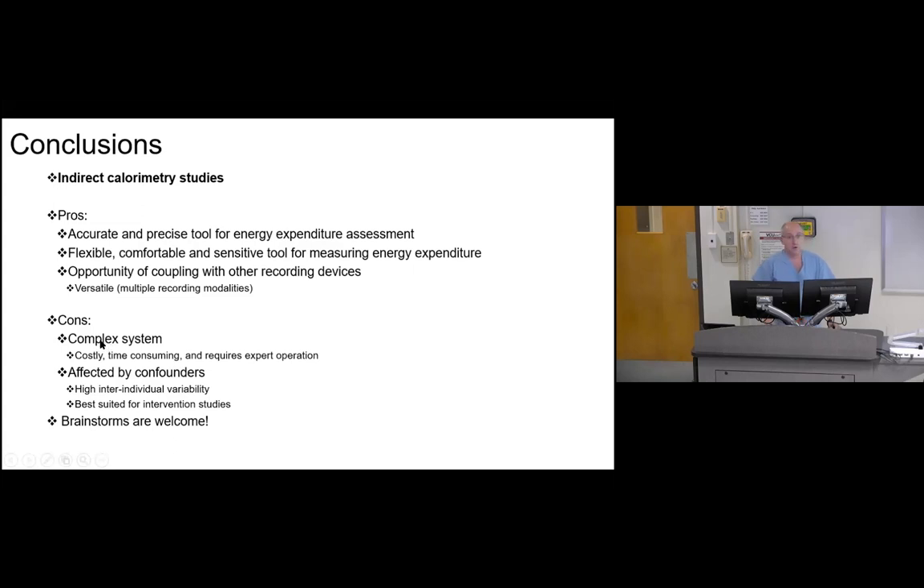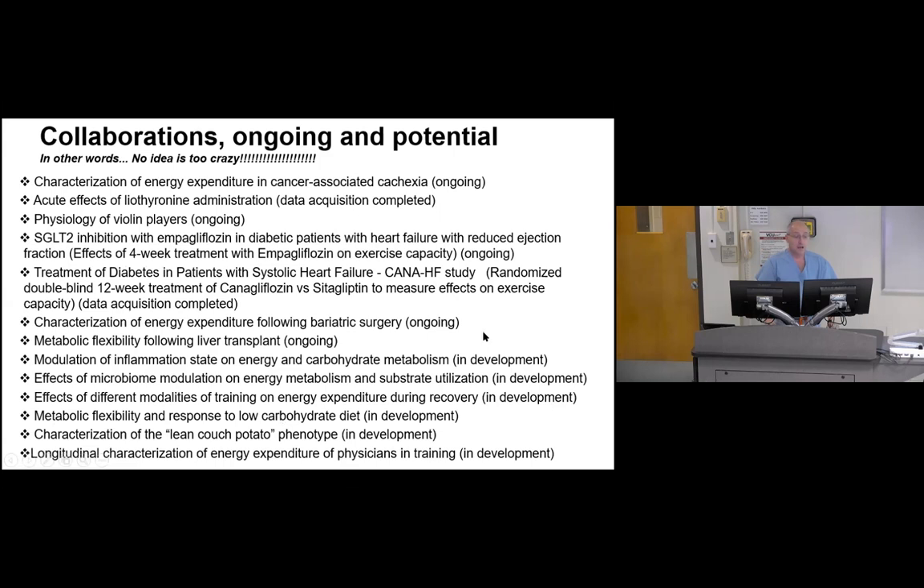It is a complex system, so it requires expertise, it requires maintenance. There are major confounders. So yes, we are very precise, but at the same time, there is a huge inter-individual variability on the baseline. So the usual question we get, well, why don't you put me in a metabolic chamber and you tell me whether I burn too much or too little. It really doesn't answer the question. What I can do, I can put you in the chamber and then perform any kind of permutation in a stimulation test and then look at how you individually respond to the standardized test. So it's best suited for intervention studies and for repeated measures. And brainstorms are welcome.